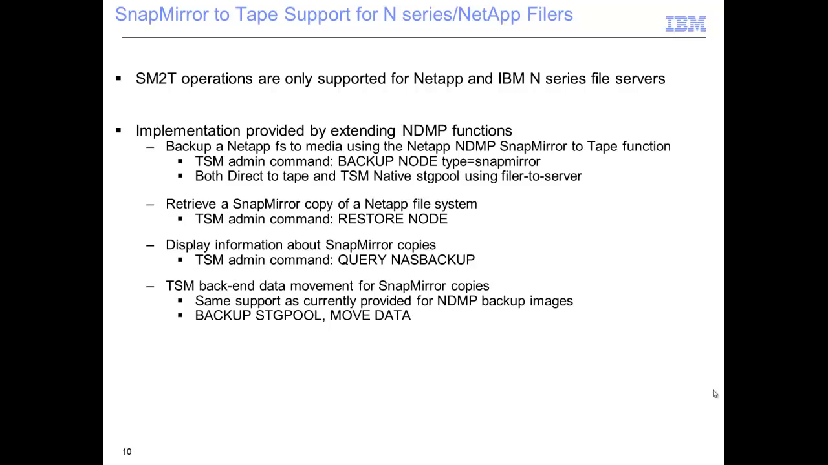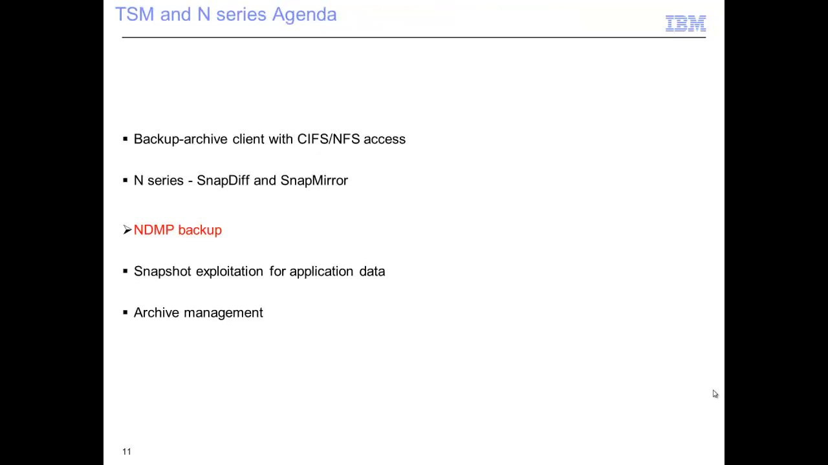The way that you would execute a SnapMirror to Tape is via the TSM administrator command line. Likewise, that's how you would go about doing a retrieve of that SnapMirror to Tape if you wanted to restore it. So we just talked about two capabilities if you have an N Series or NetAPP device. This would be the SnapDiff, which does a file level backup, or the SnapMirror, which does a volume level backup.